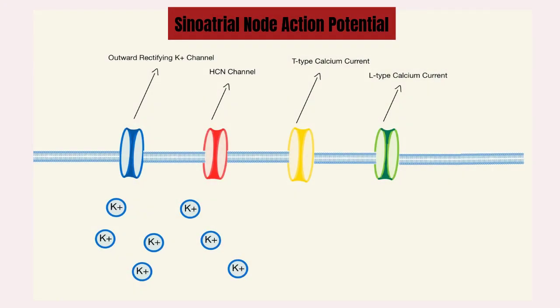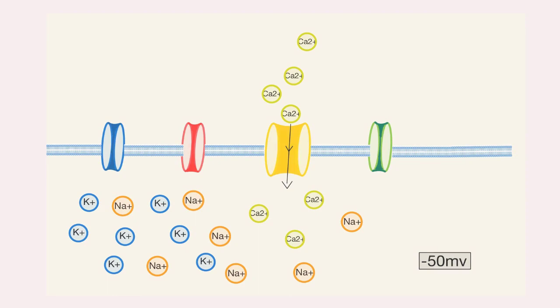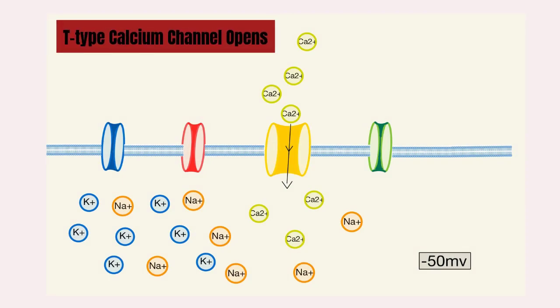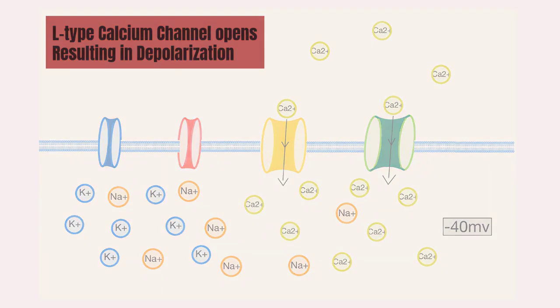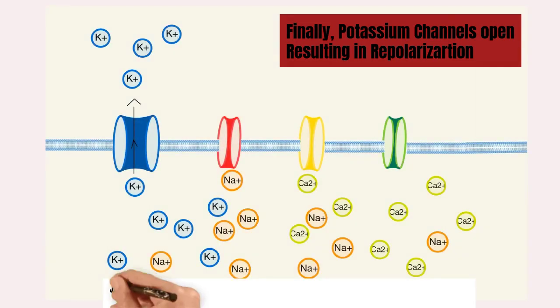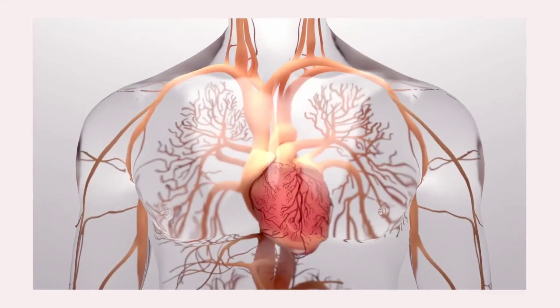Under normal conditions, there's a stable amount of potassium in the cytoplasm, which maintains concentration. Next, HCN channels open at negative 60 millivolts to allow for sodium uptake. At negative 50 millivolts, T-type calcium channels open, further increasing the charge. At negative 40 millivolts, depolarization occurs, where even more calcium is taken up through L-type calcium channels. Finally, potassium channels open, resulting in repolarization.